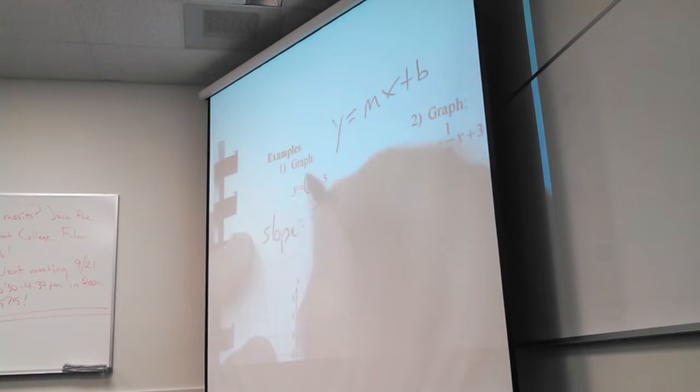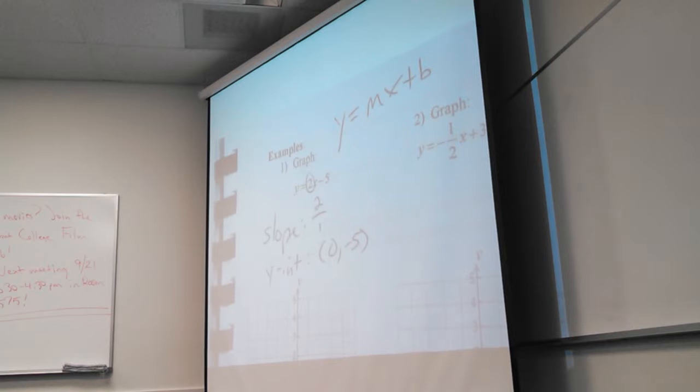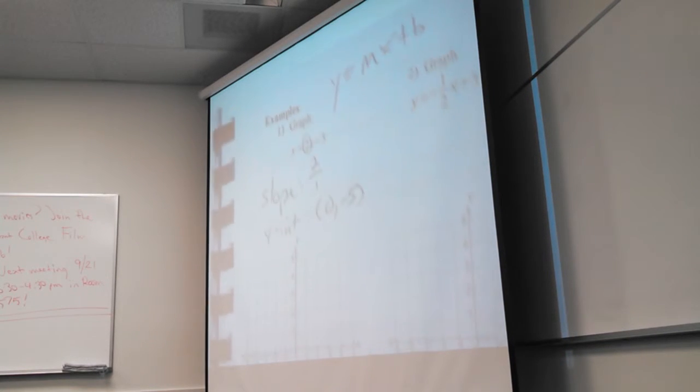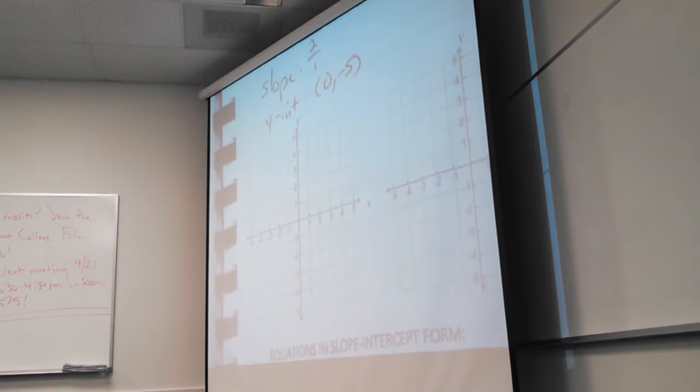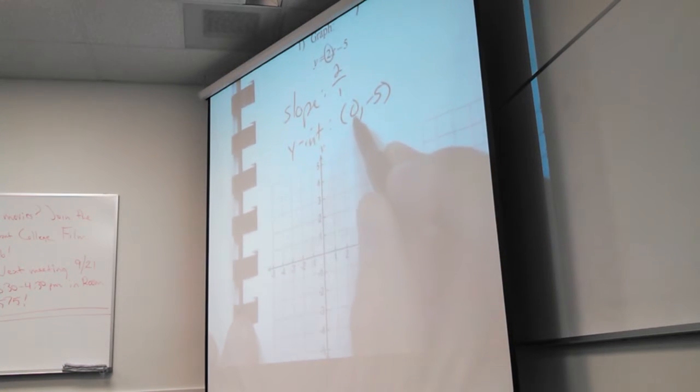2 over 1. Kick ass, because it's in the right place. And what's the y-intercept? 0, negative 5. Kick ass. I love it. So b is just the y piece of the y-intercept. How do I plot the y-intercept? Don't go anywhere left or right. It's 0, right? You just go down 5.